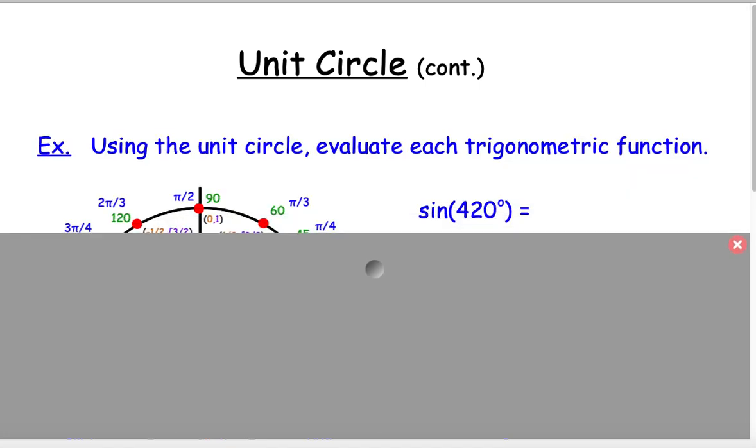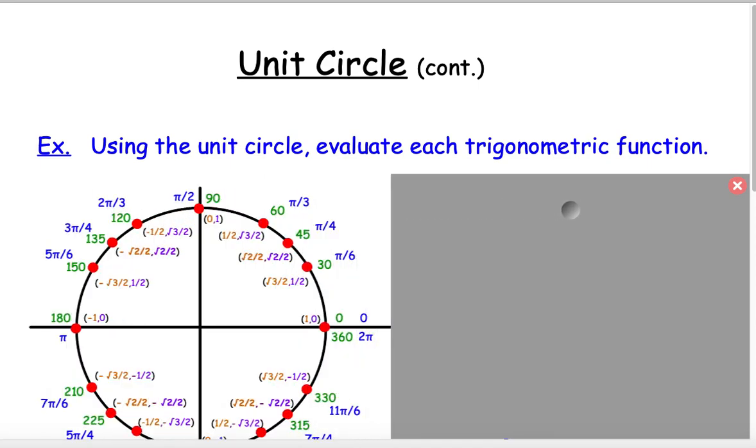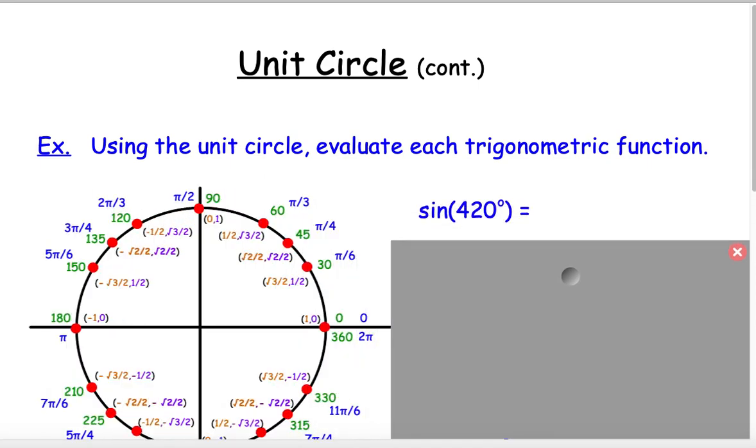So let's continue our work with the unit circle by looking at a few examples. Using the unit circle, evaluate each of the trigonometric functions. So let's slide over here, and let's say there. All right, so let's do the sine of 420 degrees.